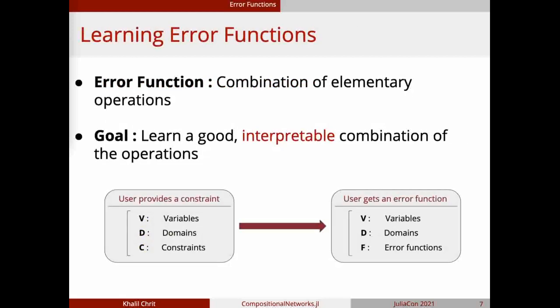Since an error function is a combination of elementary operations, we can use supervised learning for that. So the goal of the compositional neural networks is to learn good error functions that are also interpretable in the sense that the user can understand them and modify them depending on the needs, enabling more expressiveness and effectiveness with less modeling effort.